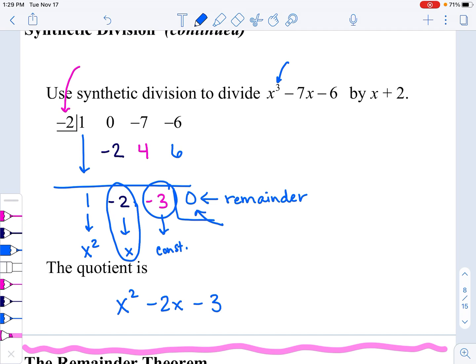Since we have a remainder of 0, I do not need to write +0 divided by that x plus 2. That was what we originally divided by up here. I don't need this piece in here, but if I had a remainder, I would have to show that. So I'm just going to erase it because it's not part of our final answer, since we have a 0 left over.